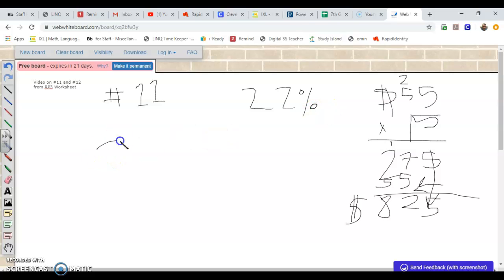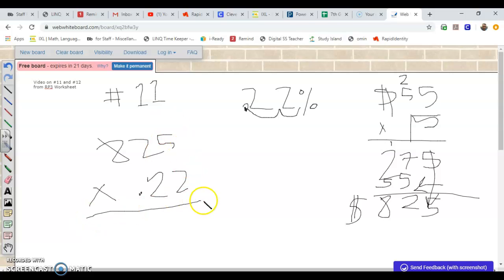So I got to multiply 825 by 22%. But I can't write it this way. Okay. What I have to do is convert that to a decimal. So I'm going to move 2 places. Now I have my decimal, 0.22.